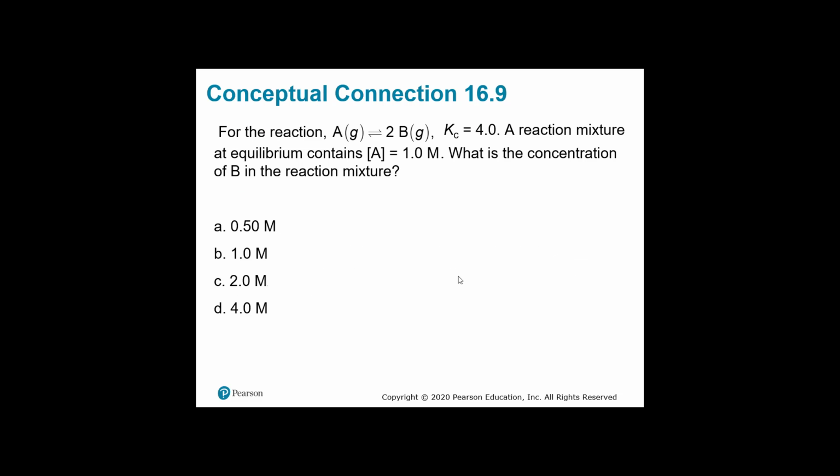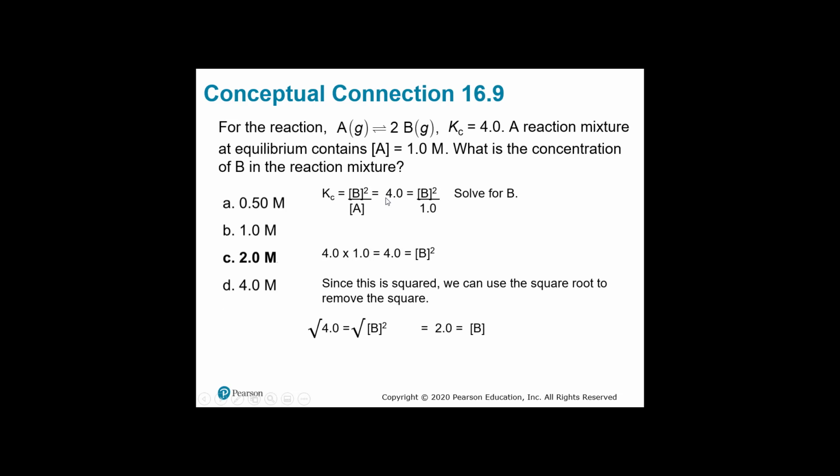Okay, so first of all, we have a reaction, just a generic reaction here. A produces 2 moles of B. We have an equilibrium constant of 4.0. A reaction mixture at equilibrium contains a concentration of A of 1 molar. What is the concentration of B in the reaction? This is very simple because you would simply set it up. So we would set it up right here.